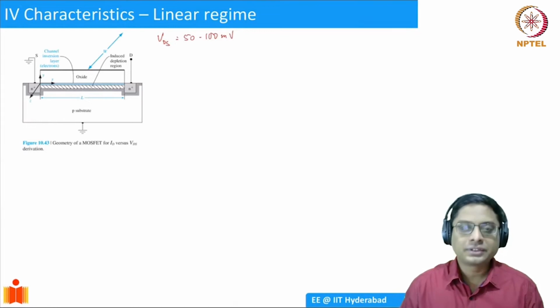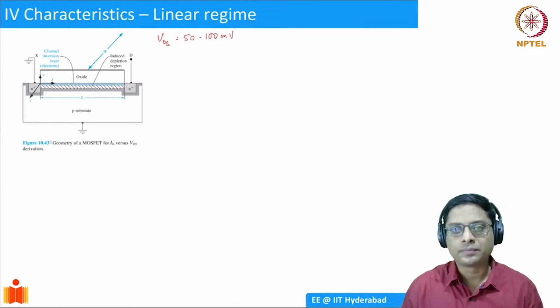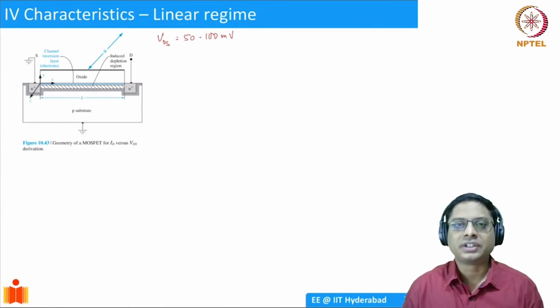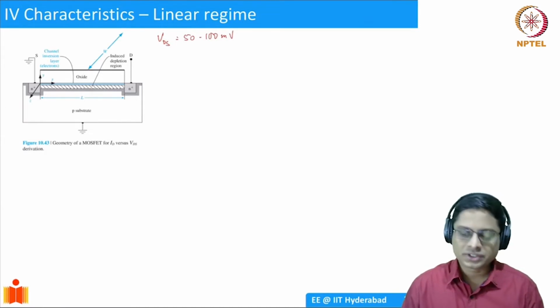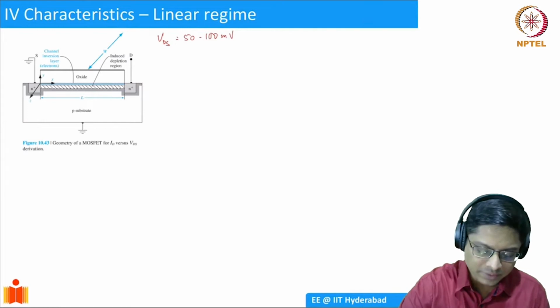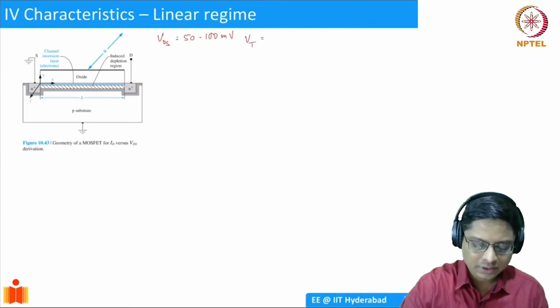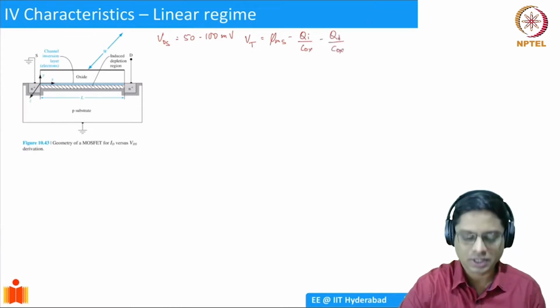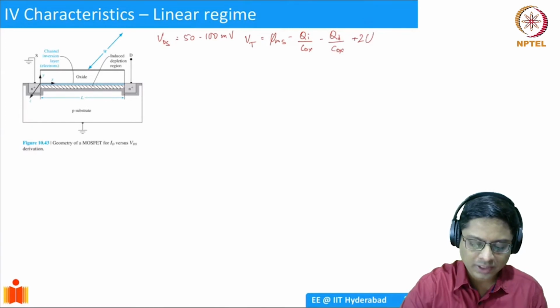So now if we want to derive the expression for current, what do we do? Well, we need to understand what is a charge density first. Current is simply charge divided by time. So what is the charge density? To get to that, we will start with the definition of VT. VT was phi ms minus the equivalent interface charge divided by Cox minus Qd by Cox, which is a depletion charge, plus 2 phi f.